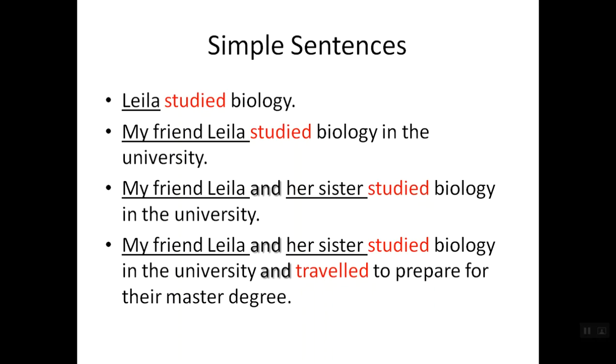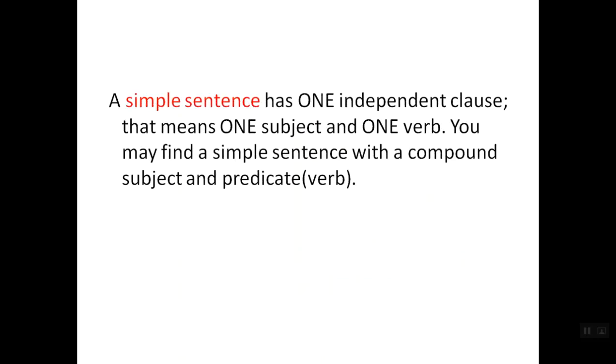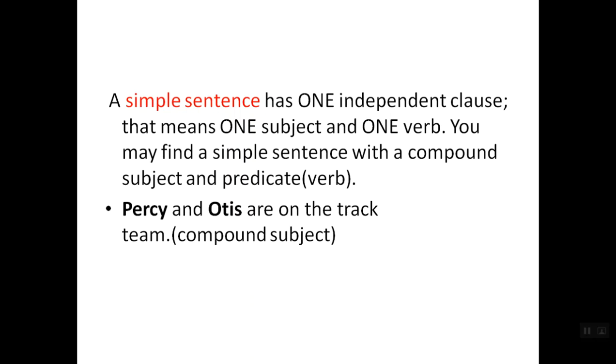Okay, so focus now on the simple sentence. So what do you have to know about the simple sentence? A simple sentence has one independent clause. That means one subject and one predicate. You may find a simple sentence with a compound subject and predicate, the verb. Okay? As I have just clarified. Like this. Percy and Otis are on the track. Okay? The track team. Percy and Otis. Two subjects, two different subjects? No, it's one compound subject.